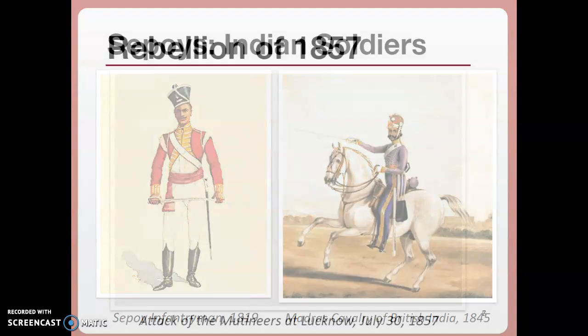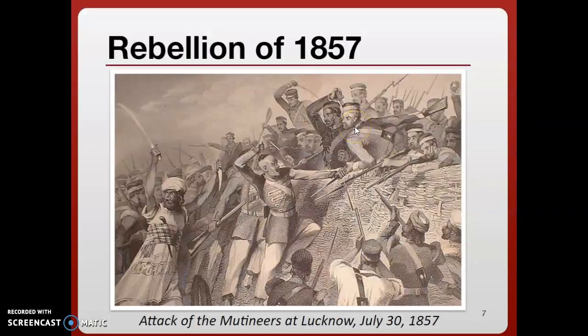And what is going to happen, and which we're going to talk about, is there's going to be a rebellion with them in 1857. Mutineers at Lucknow, July 30th, 1857. There's a lot of reasons why this rebellion, this mutiny, this first war of Indian independence took place.